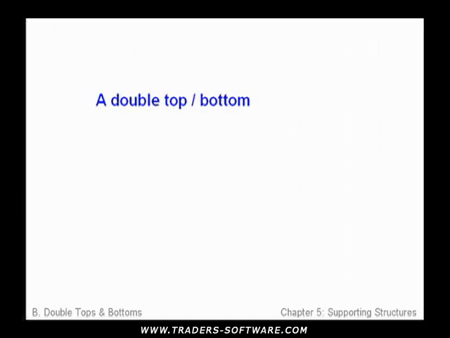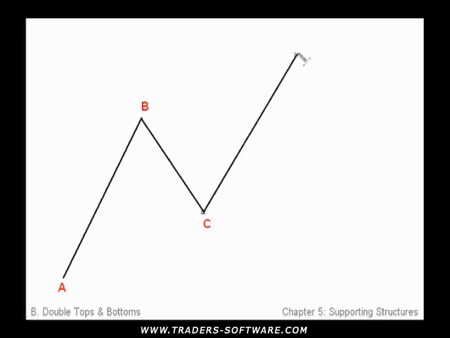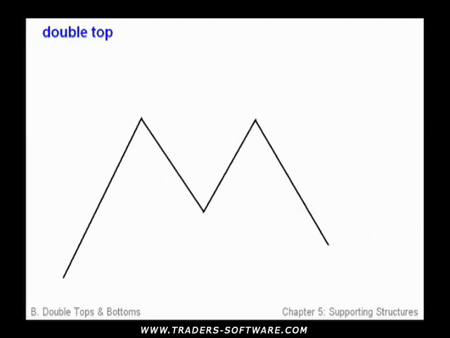A double top or bottom is an important supporting structure, but it can also be the dominant structure. Let's say price action climbs from A up to B, and then drops down to C, and then it tries to rally up to D, but it meets resistance somewhere around B and drops. The moment it moves down below this point here, we no longer have a measured move. This instead is a double top. There are the two tops and a pivot low in between.